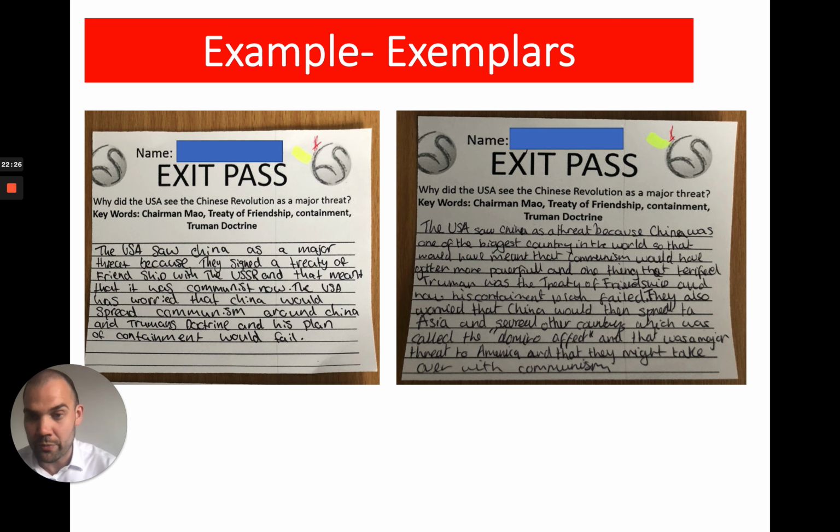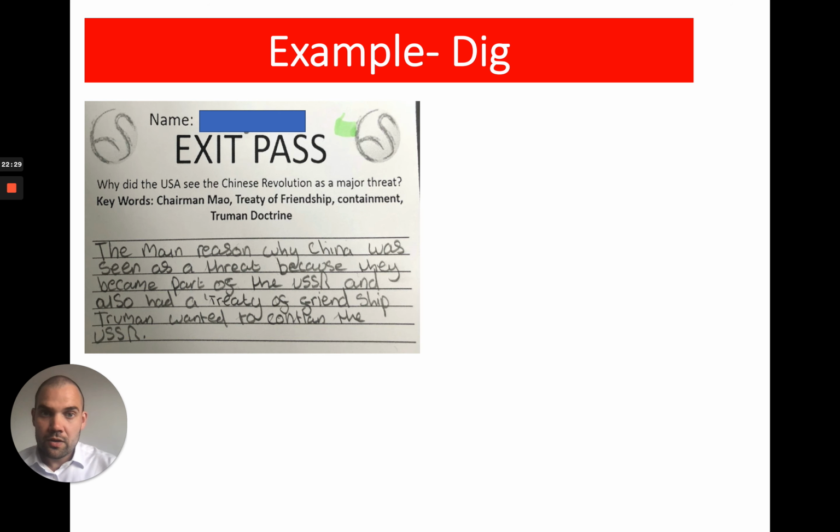That's a nice way to start with a bit of feedback. But then I did my digging. I went through the ones where there were common misconceptions. One I spotted on a few exit tickets was that a few students had sentences along these lines. They said the main reason why China was seen as a threat was because they became part of the USSR. So they had this misconception that China and the Soviet Union had become the same country, instead of what I actually taught them, which was about them becoming allies.